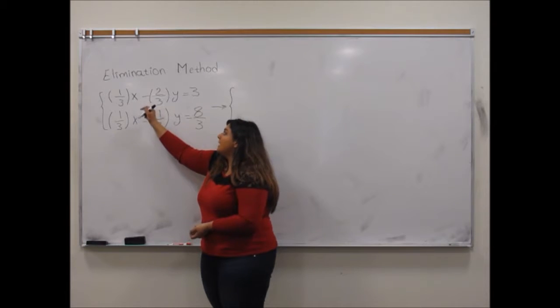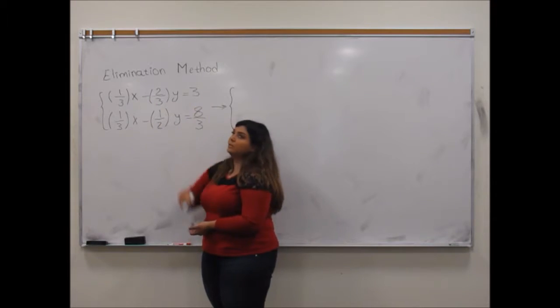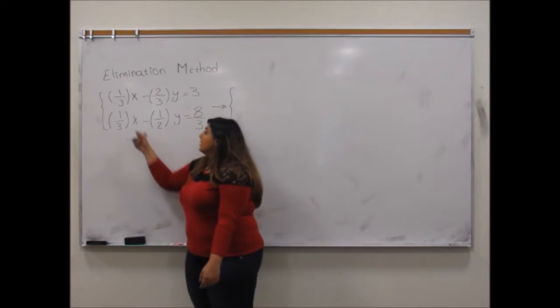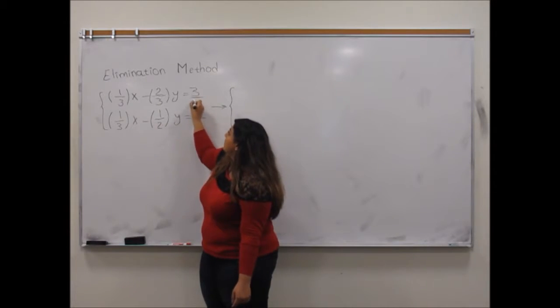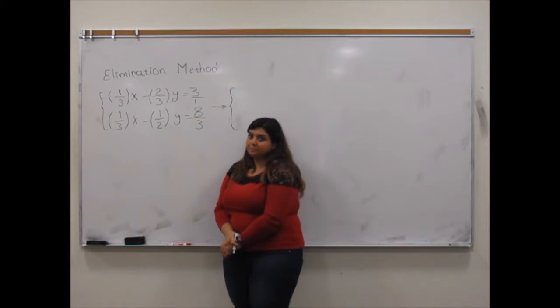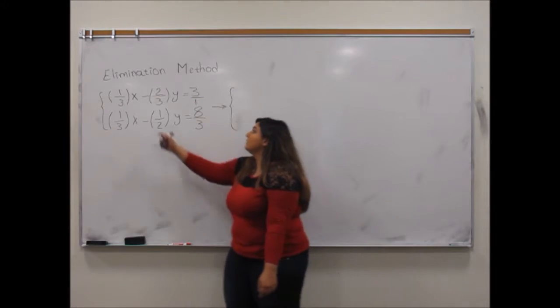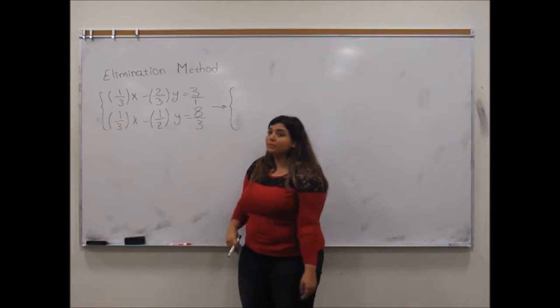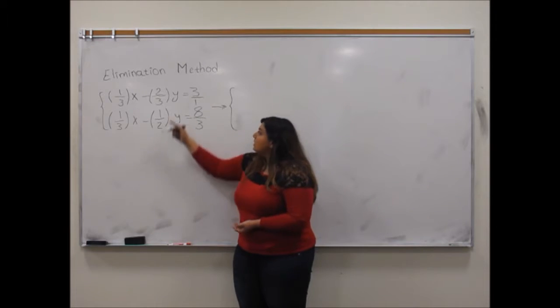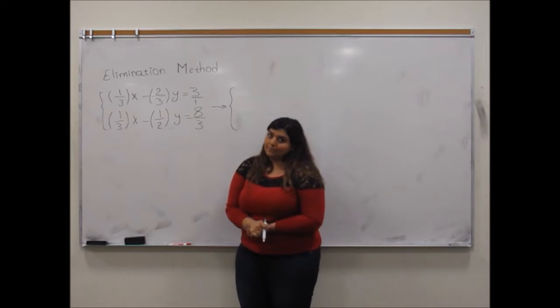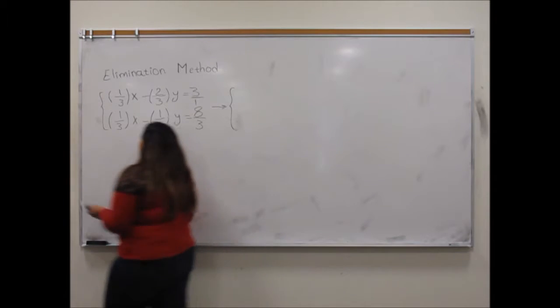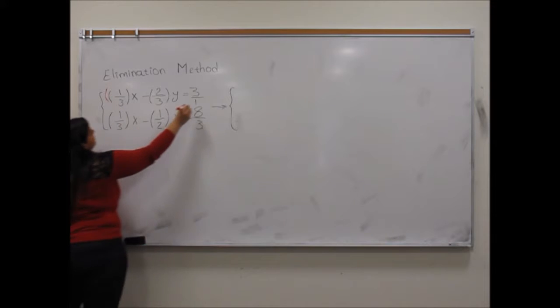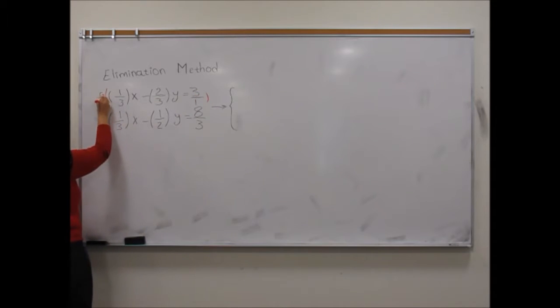It's 1/3 x minus 2/3 y equals 3. The denominators are 3, 3, and don't forget we have a 1 here. The LCD between 3, 3, and 1, or the common factor, is just 3. So I'm going to use 3. Multiply this by a 3.